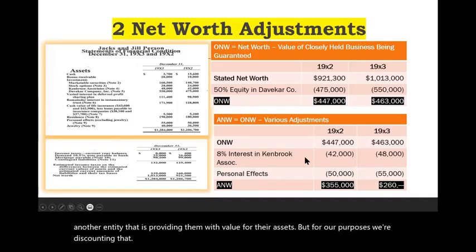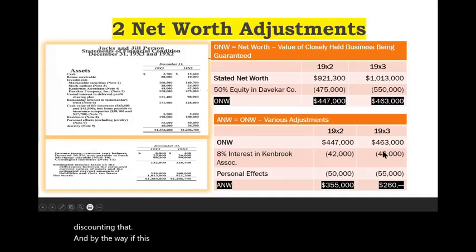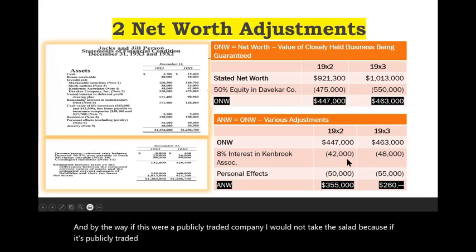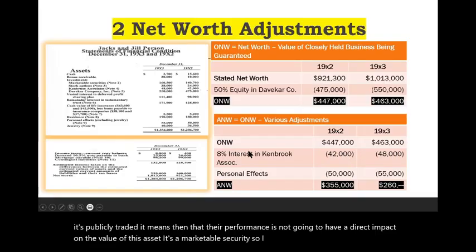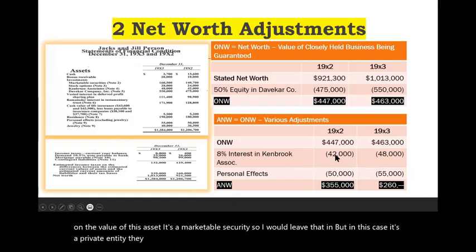By the way, if this were a publicly traded company, I would not take this out, because if it's publicly traded, it means their performance is not going to have a direct impact on the value of this asset. It's a marketable security, so I would leave that in. But in this case, it's a private entity. They own 8% of it, and so I took that out as well. And then I took out their personal effects.